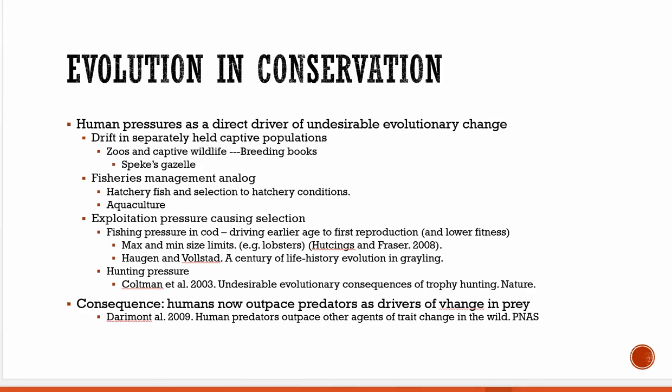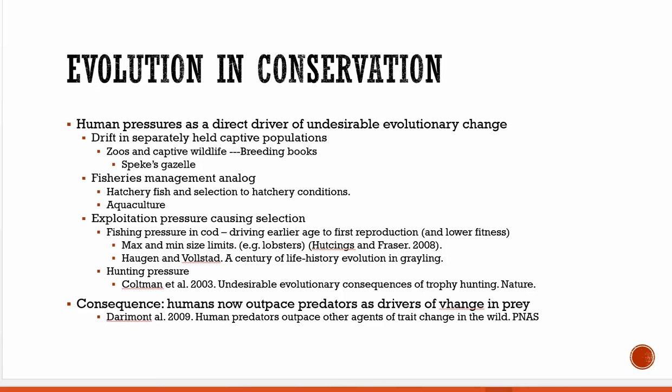But fisheries management has an analog: hatchery fish. We worry about hatchery fish and how they're responding to hatchery conditions in terms of selection. Aquaculture has the same sorts of problems. But we can also think about this in the natural environment. Exploitation pressure causes selection. There are lots and lots of papers showing how fishing pressure on fished species like cod or grayling or lobsters can change the minimum size at reproduction. As a consequence, you're selecting for younger and younger reproduction, which reduces fitness because those animals are producing fewer eggs. And so it's not a favorable trait even for the fishery.